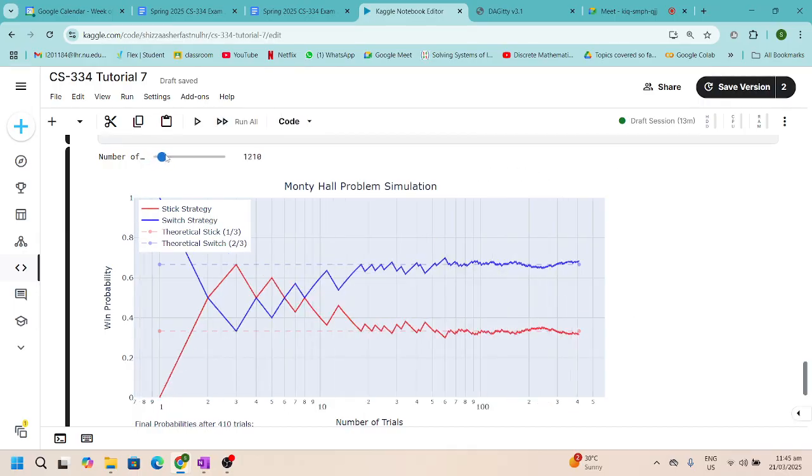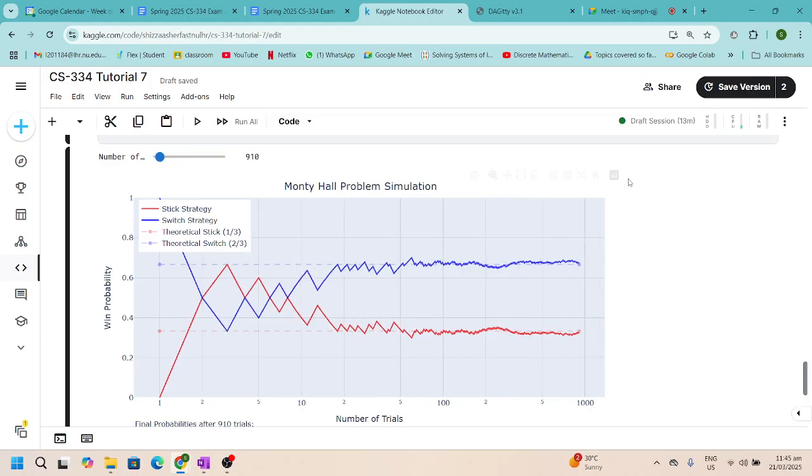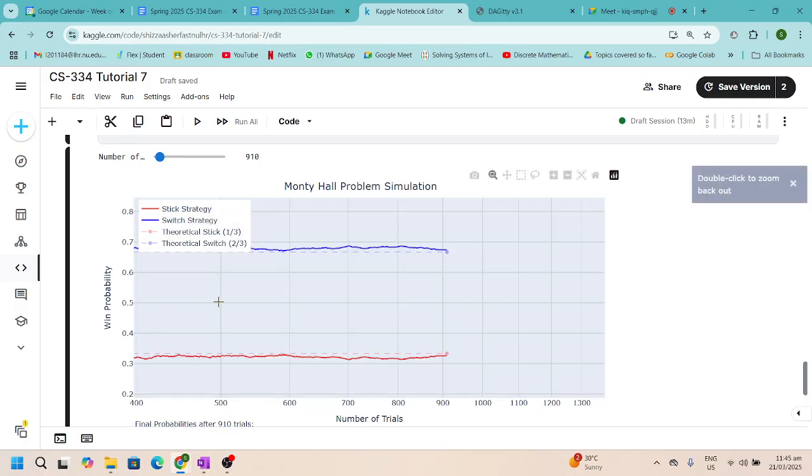Now when I increase the sample size to 910, this is what happens. See, जब मैंने अपने number of trials increase कर लिए तो it has actually gotten much closer to my theoretical probabilities of 2 by 3 and 1 by 3.